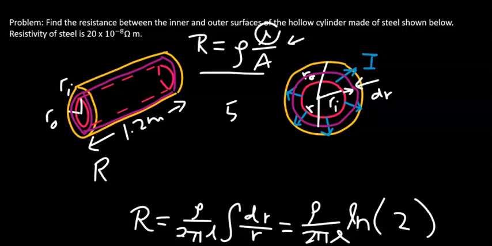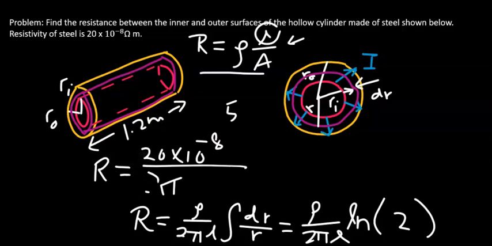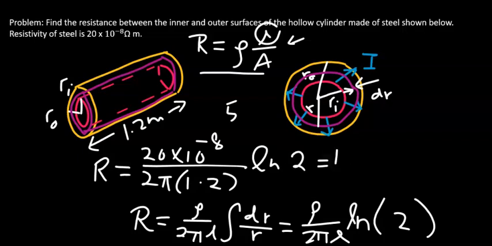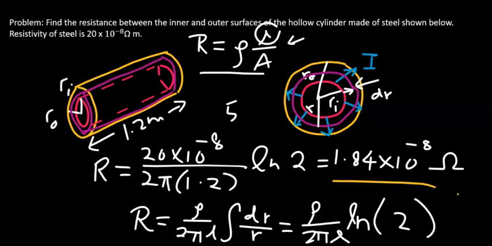And now we can figure out a numerical value for the total resistance. The resistivity is 20 times 10 to the power minus 8, because we are dealing with steel, over 2 pi times the length of the cylinder, 1.2 meters, times natural log of 2. And that's going to give you 1.84 times 10 to the power minus 8 ohm for the resistance. And that solves the problem.